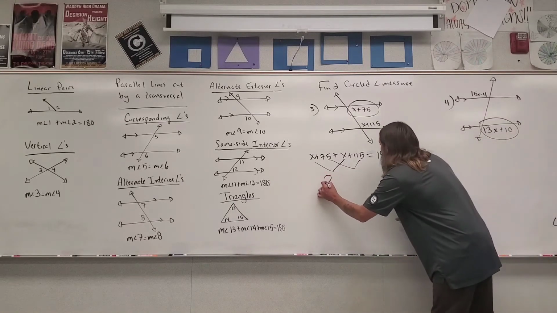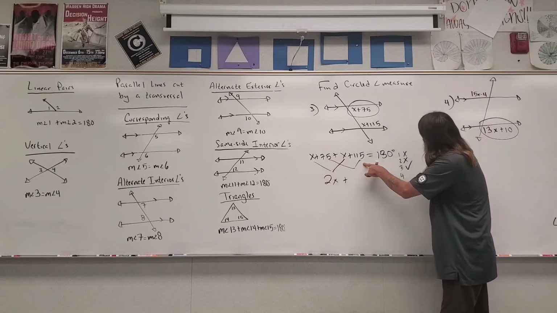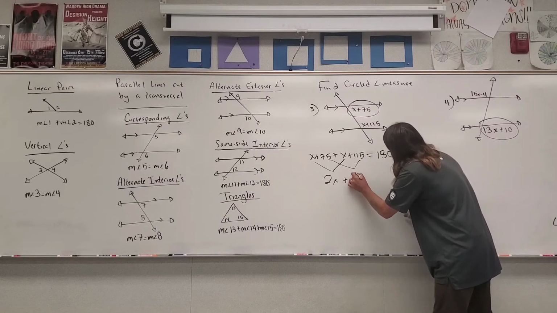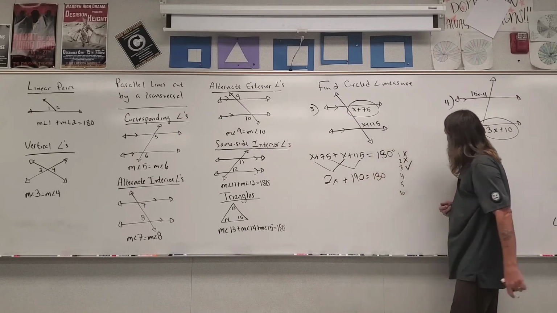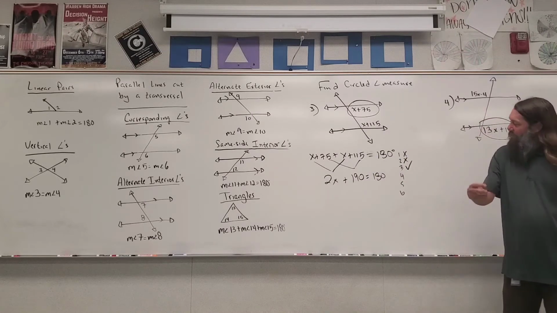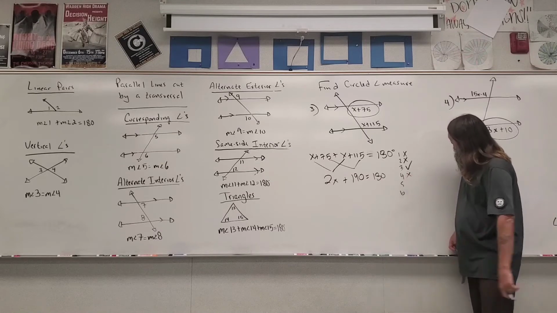So now I have 2x, and then 75 and 115, that gets me to 120, that gets me to 190, and that equals 180 degrees. I'm probably going to forget the degree mark, not a big deal. All right, are all my x's on one side? They are, so I don't need to do step 4.